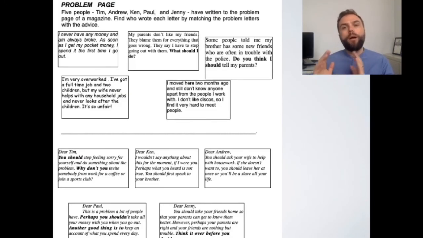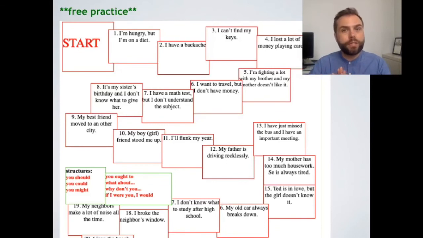Okay, so that last slide was kind of free practice. Here is a little bit of extension. What I did when I was teaching these was use these worksheets for the next class as a review. Again, you've got a problem page and the students have to match the problem with the advice. So this is a bit more extended practice. Another practice activity, which is quite fun, is a board game. While students play the board game, they have to read the problem that they land on, and the other players have to give them some advice. So this is a little bit of free practice there.